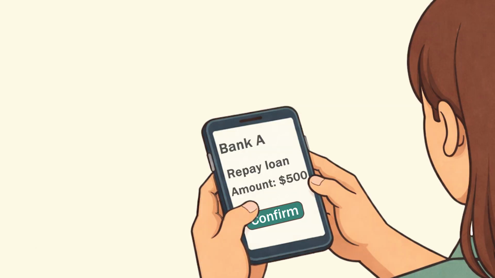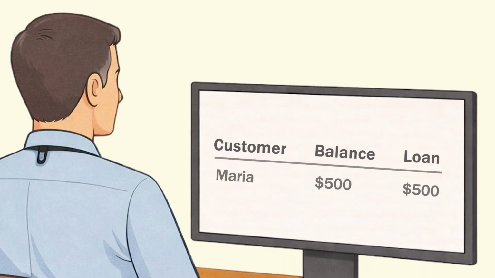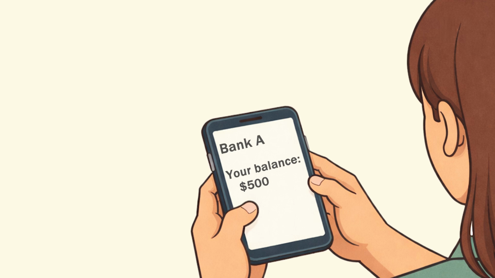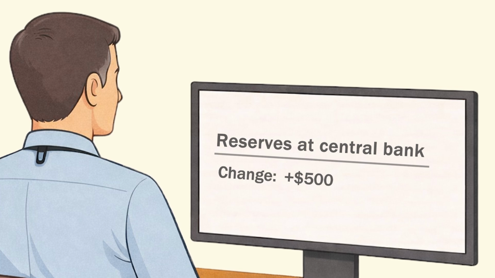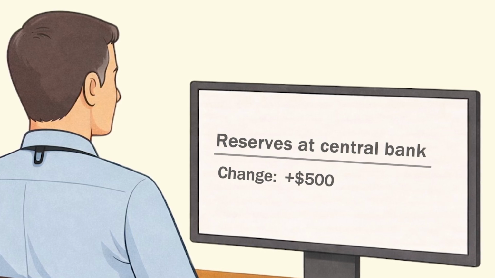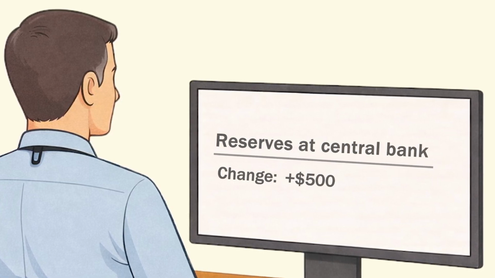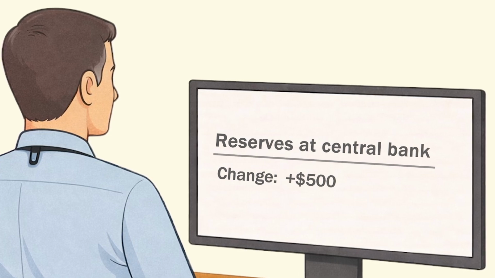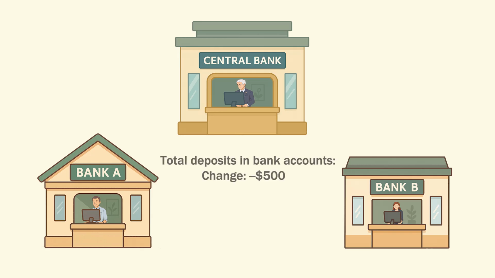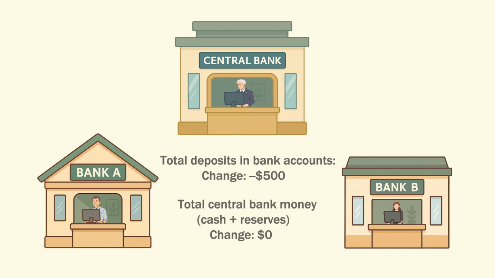Then Maria repays her loan. So, her bank reduces what it owes Maria, her balance, by $500, sets what Maria owes the bank, her loan, to $0. Here, the $500 deposit in Maria's account is deleted when she repays. The $500 of central bank money, the reserve sent by the other bank, stays at Maria's bank and can be used later to settle other payments. In the end, there is $500 less bank-created digital money in the banking system. The total amount of central bank money, cash plus reserves, has not changed.